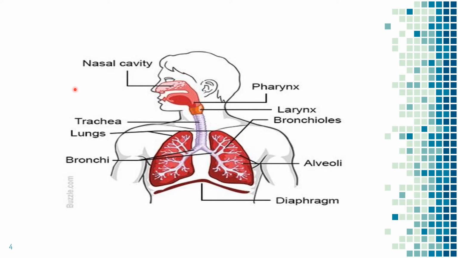Take a look at the diagram and try to understand the different parts of the respiratory system. The first part is the nose. This is followed by the pharynx, the larynx, the trachea. The trachea branches out into two bronchi, bronchioles, and these are the two lungs, and this is the diaphragm.